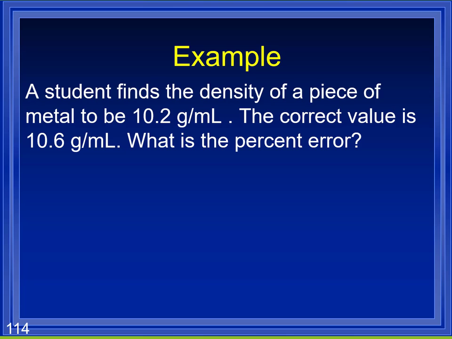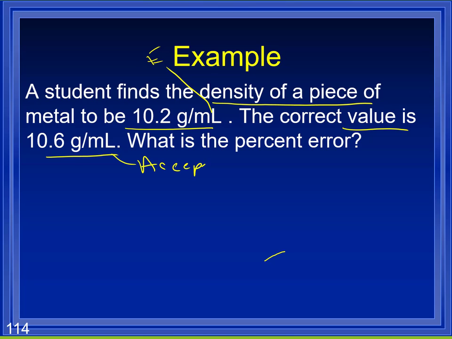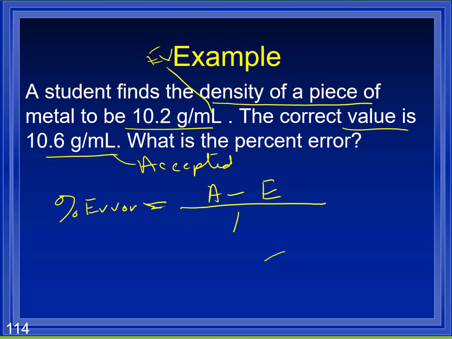So on percent error questions, the student finds the density to be 10.2. The correct value is that. So I have an experimental and an accepted value. So percent error equals accepted minus experimental over accepted times 100%.